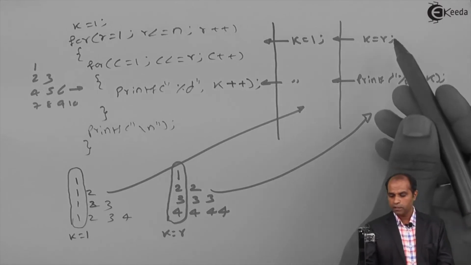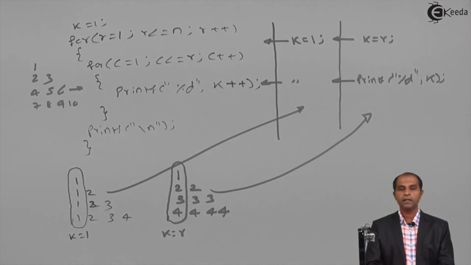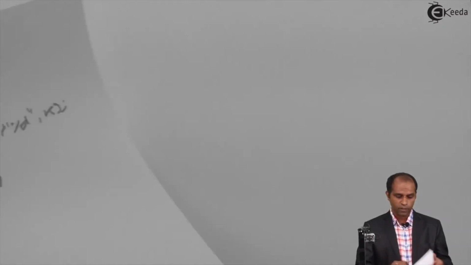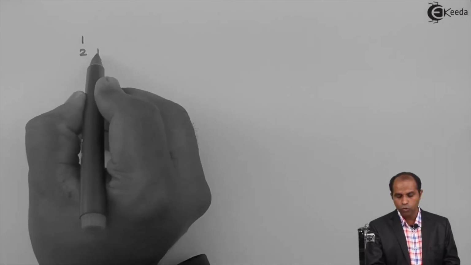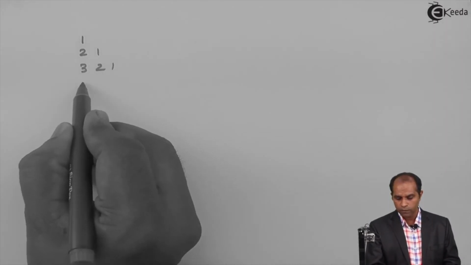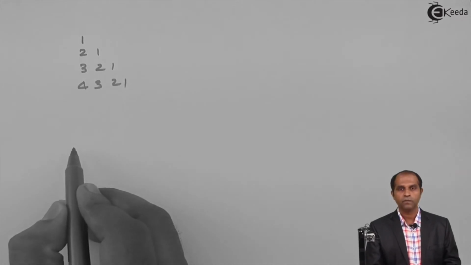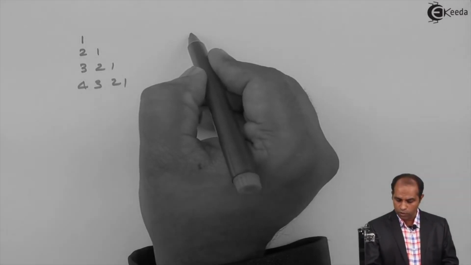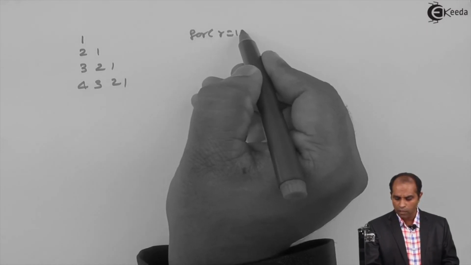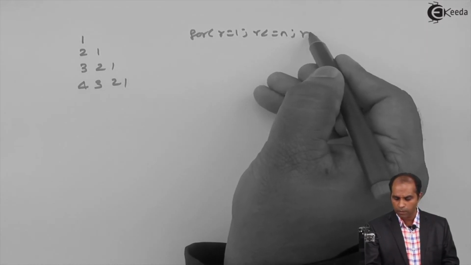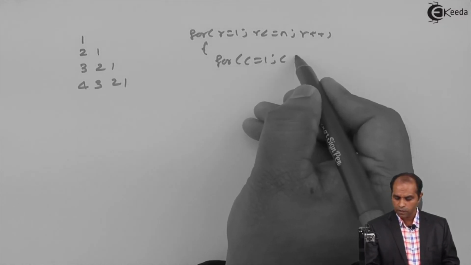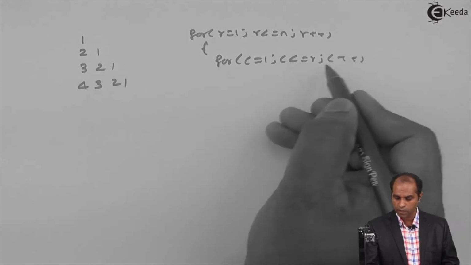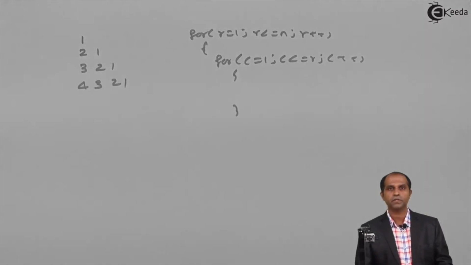If this is going to be the pattern, then you'll have k equals r and printf percentage d, k. Now suppose I modify this pattern further, and ask you to generate this particular pattern: 1, 2 1, 3 2 1, 4 3 2 1. If this is the pattern, how do I do this? As usual, I'll say for loop r equals 1, r less than or equal to n, r plus plus. Within this, I'll have for c equals 1, c less than or equal to r, c plus plus. Now this is the general structure which we have used.